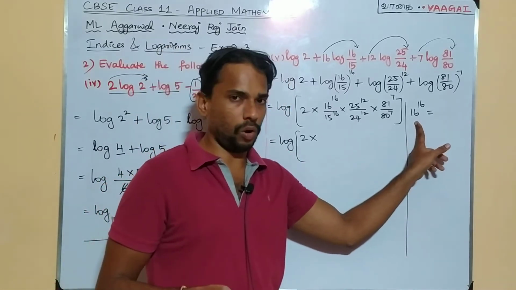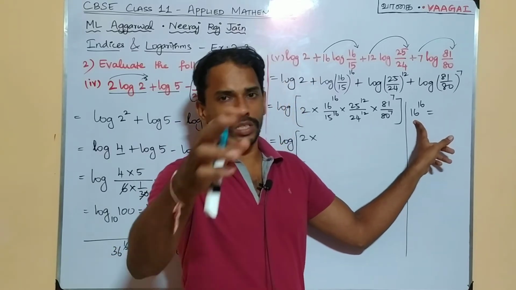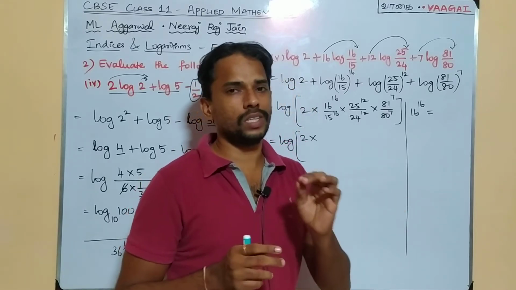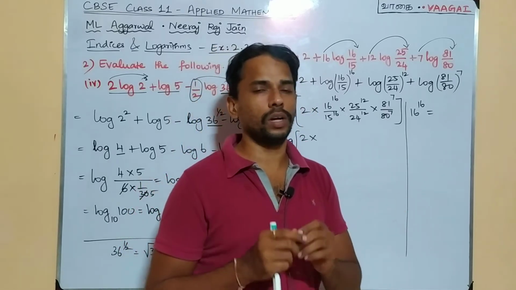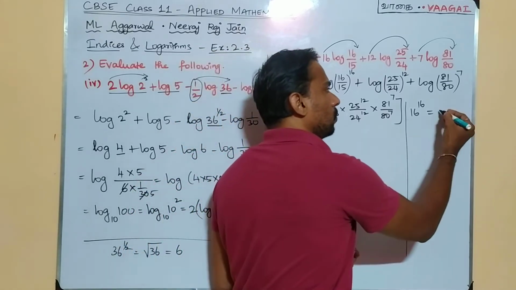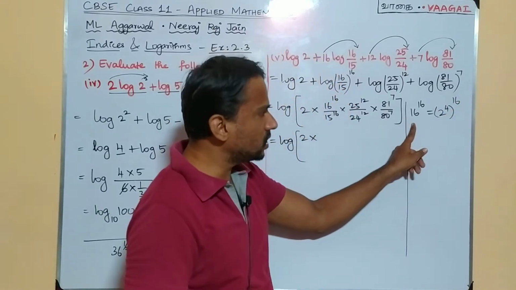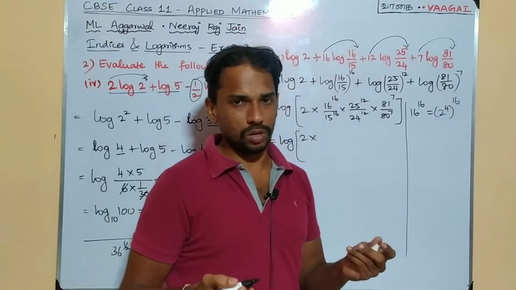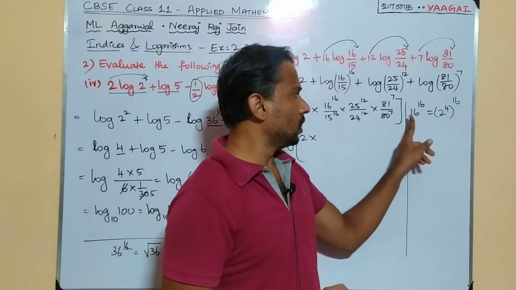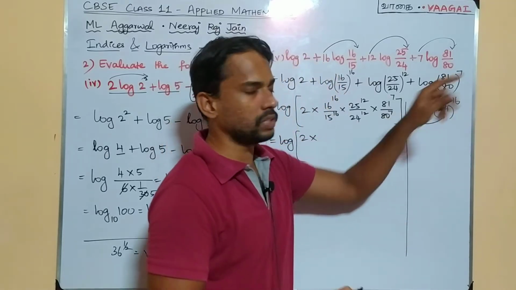So overall I can rewrite this 16 as a power of 2. Just think: 16 is 2 power what number? It's going to be 2 power 4. Is it or not? Very simple. This 16 is nothing but 2 power 4, and once again the whole power 16, because we have 16 itself raised to 16. So be careful. I am rewriting 16 power 16 as 2 power 4, whole power 16.